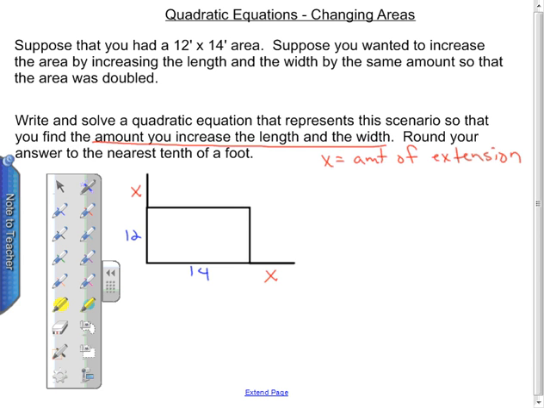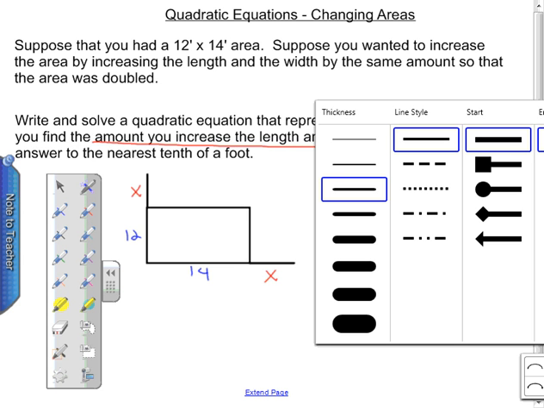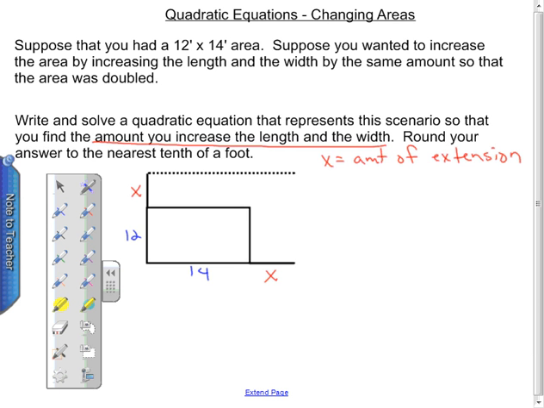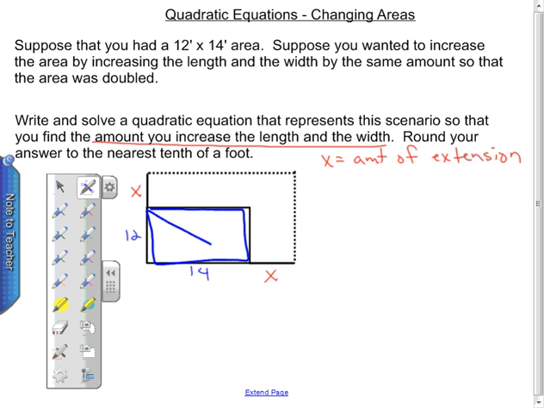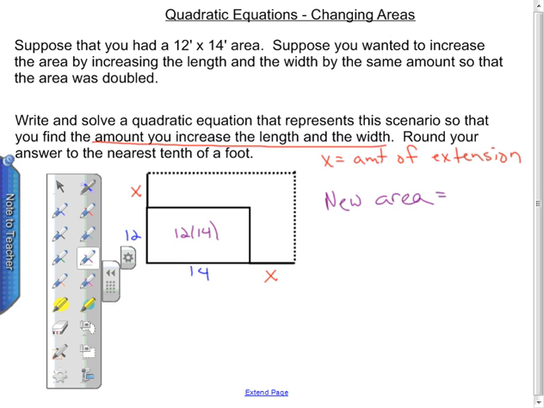So you should be able to visualize that from here, you've created a new area. I don't know if it's a yard or whatever it is. And what we're saying here is that this new area, the whole thing, needs to be the original area doubled. Well, you know the original area is going to be 12 by 14. So you know that the new area equals 12 by 14 times 2.